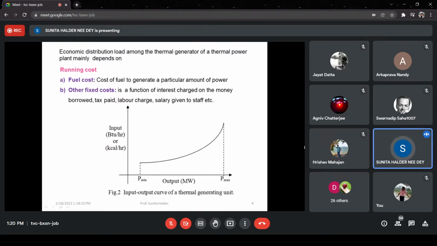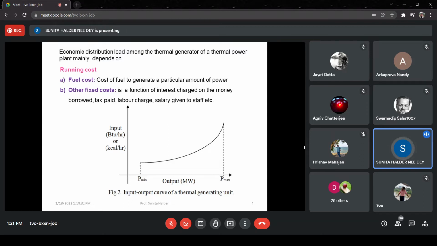Now, if we plot the input-output curve of a thermal power station, then input is on the y-axis. Input should be independent. Output is actually dependent on input. But here we are concerned about the output. We are concerned about how much power is required. That's why output is on the x-axis in the discussion of the economic load dispatch problem. So for a particular output P, a particular generation, how much input is required? That is known from the behavior of the turbine, etc. This is not a straight line, but a parabola.